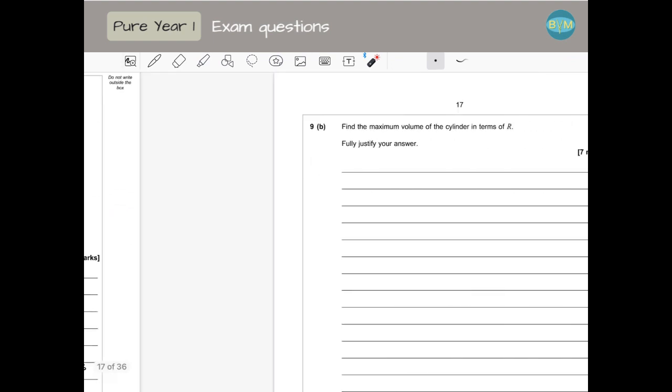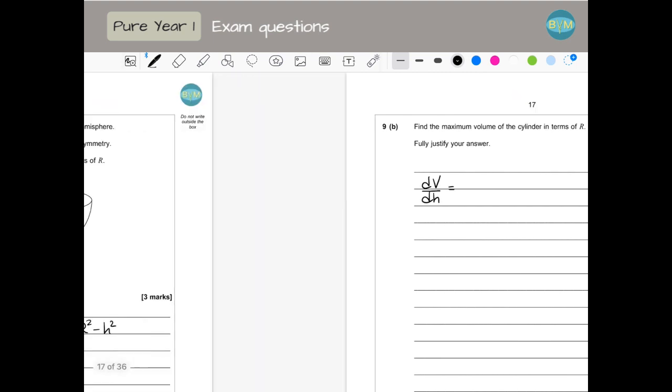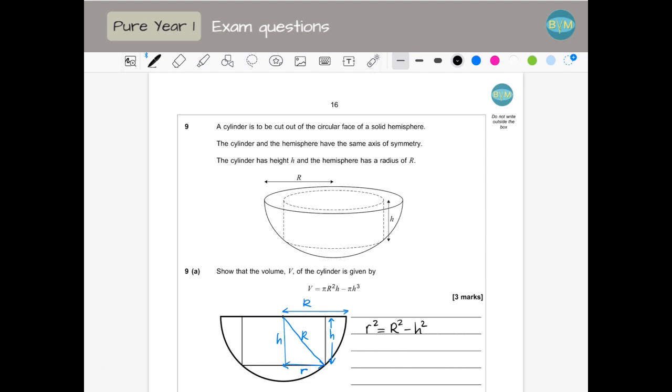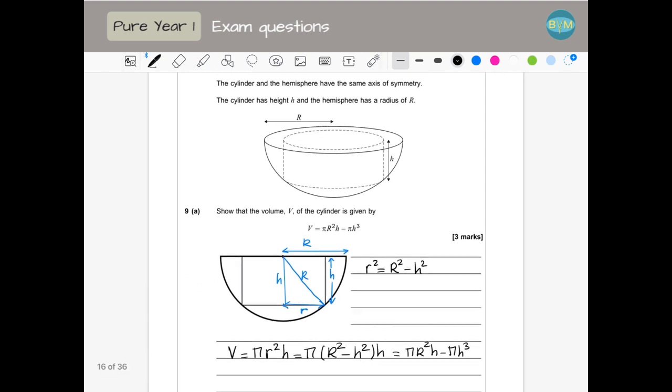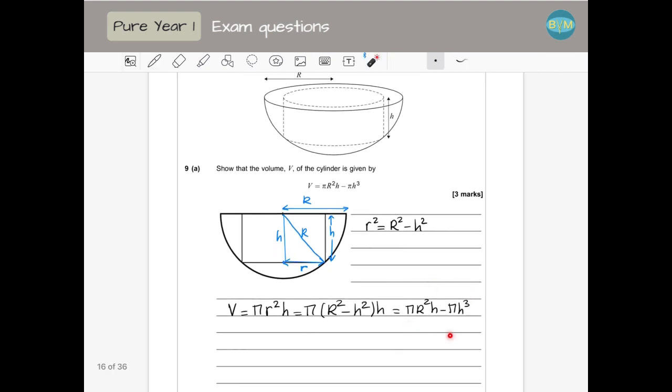Then for the second part, which is the longest, it says find the maximum volume of the cylinder in terms of R. To find the maximum volume, we are going to differentiate. So we are going to differentiate our expression of the volume with respect to h. We could do it with respect to R and then substitute equally, and you will get the same answer. So this is your expression, and even if you are not able to deduce it in part A, you still can use it because it's given here.